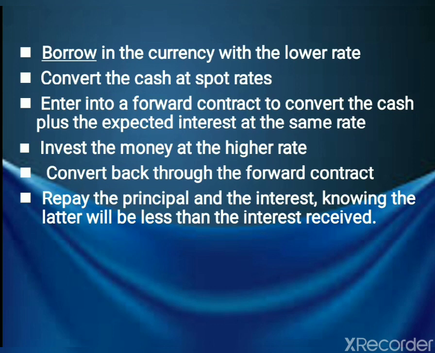Invest the money at the higher rate. Whatever money he has borrowed, he is going to invest in a market or in a country where the interest rate is high. That's what an arbitrager will do. Next, he converts back through the forward contract. Repay the principal and the interest, knowing the latter will be less than the interest received.